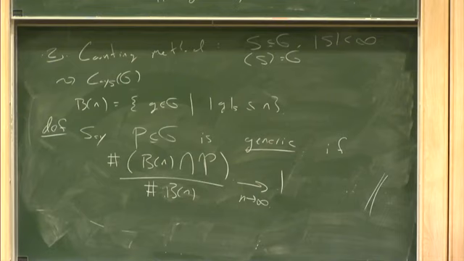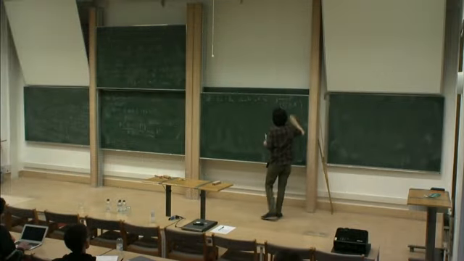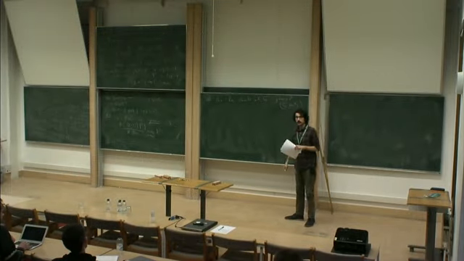Same setup: we have a group G acting on X. The question is, are loxodromic elements of G generic? Of course, here we have G acting on X, and this action is fixed. That's the question.